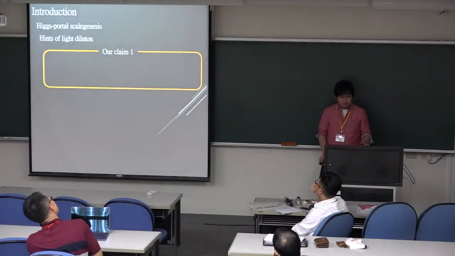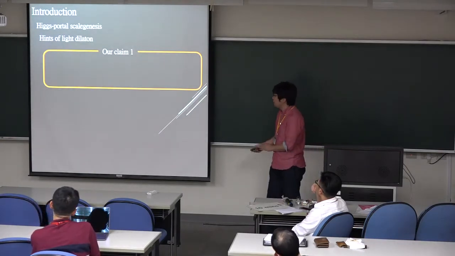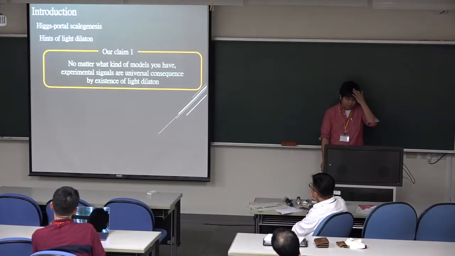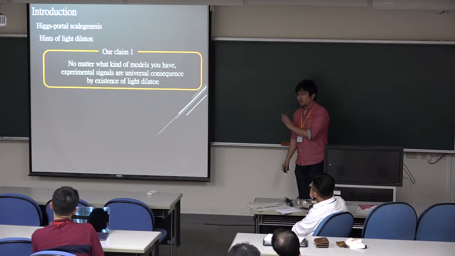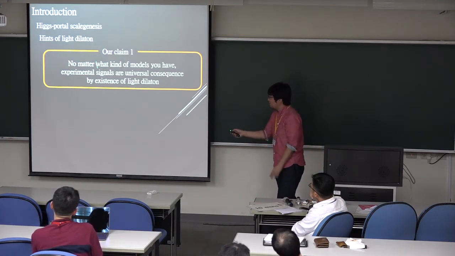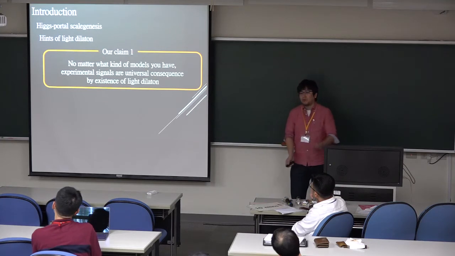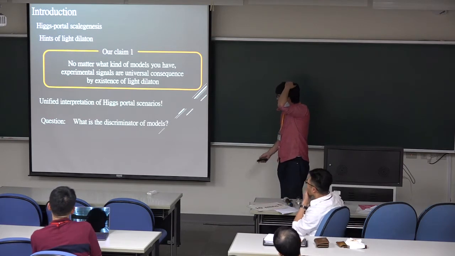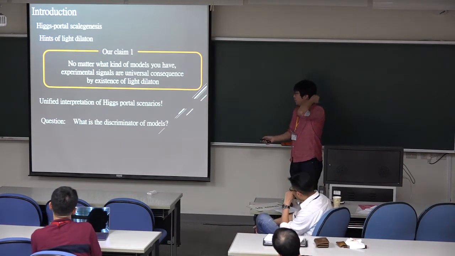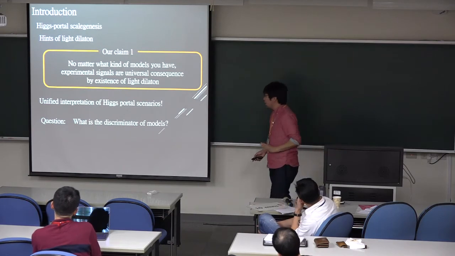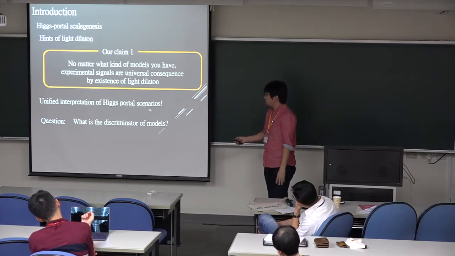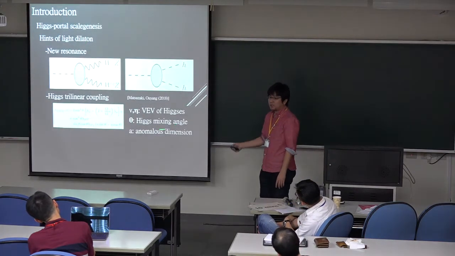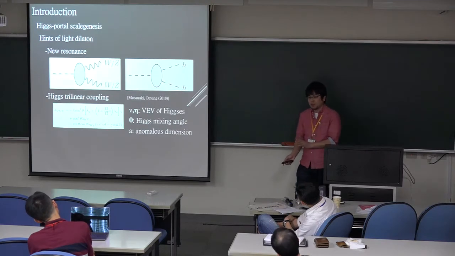Okay, here, I'd like to show you two claims from us. The first is, no matter what kind of models you have, experimental signals are almost universal because of the existence of the light dilaton, unless you are moving along the conformal direction. This is just a universal interpretation of the Higgs portal scenarios with the conformal direction. And the question here is, what is the discriminator of the models? I mean, those kind of experimental signatures cannot be the discriminator of the models.